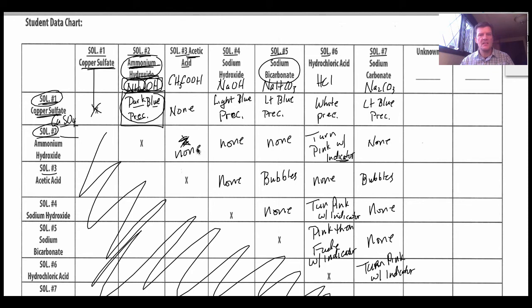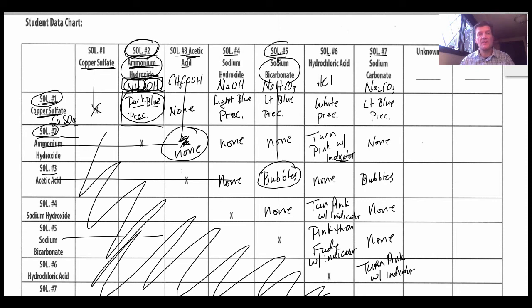Ammonium hydroxide and sodium bicarbonate. Maybe you could test it with acetic acid, because you'll notice ammonium hydroxide and acetic acid, there was no indication there. Okay? But with sodium bicarbonate, number 5, and acetic acid, here we go, sodium bicarbonate and acetic acid, you got bubbles. So you might want to react your solution, because you mixed up 2 and 5, it's saying. You want to correct that. You might want to have it react with acetic acid and see which one produces the bubbles.